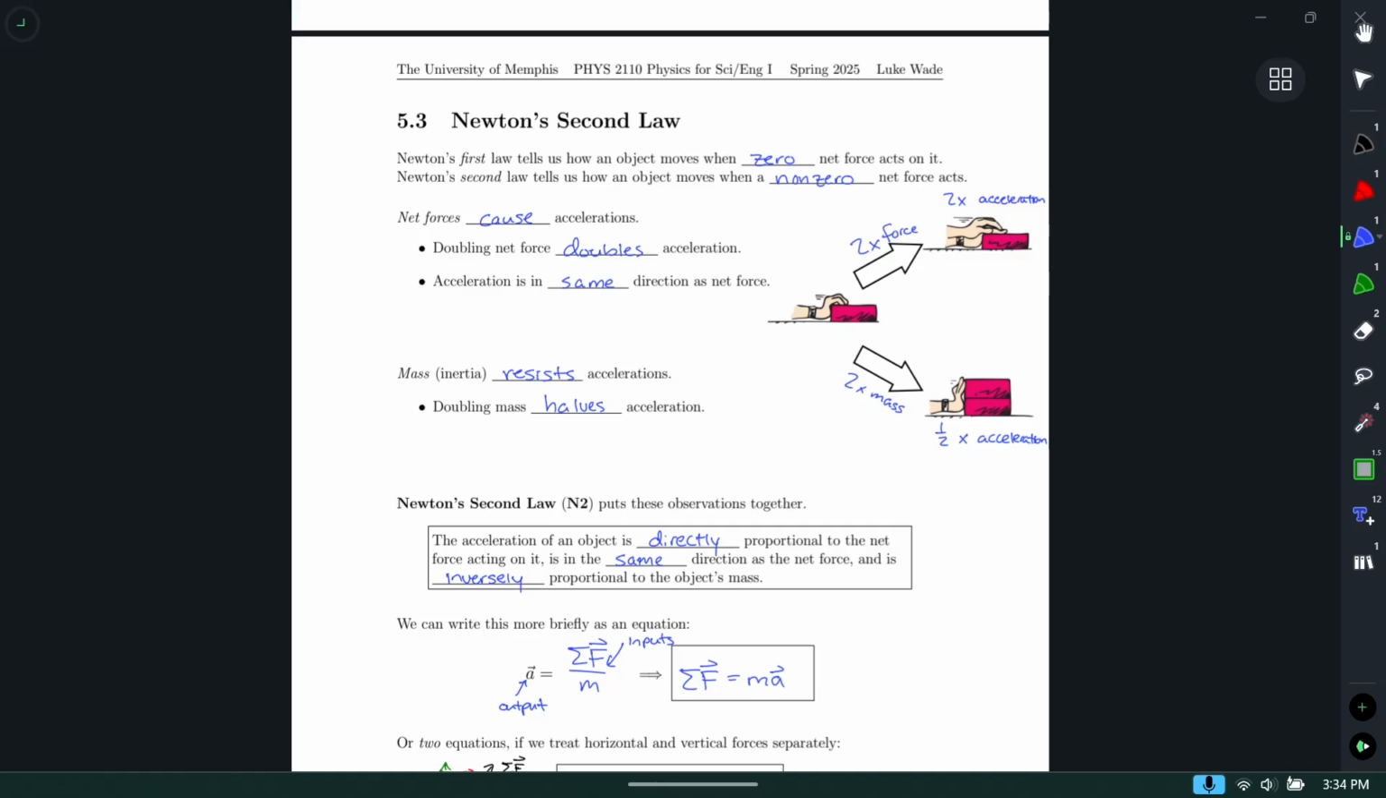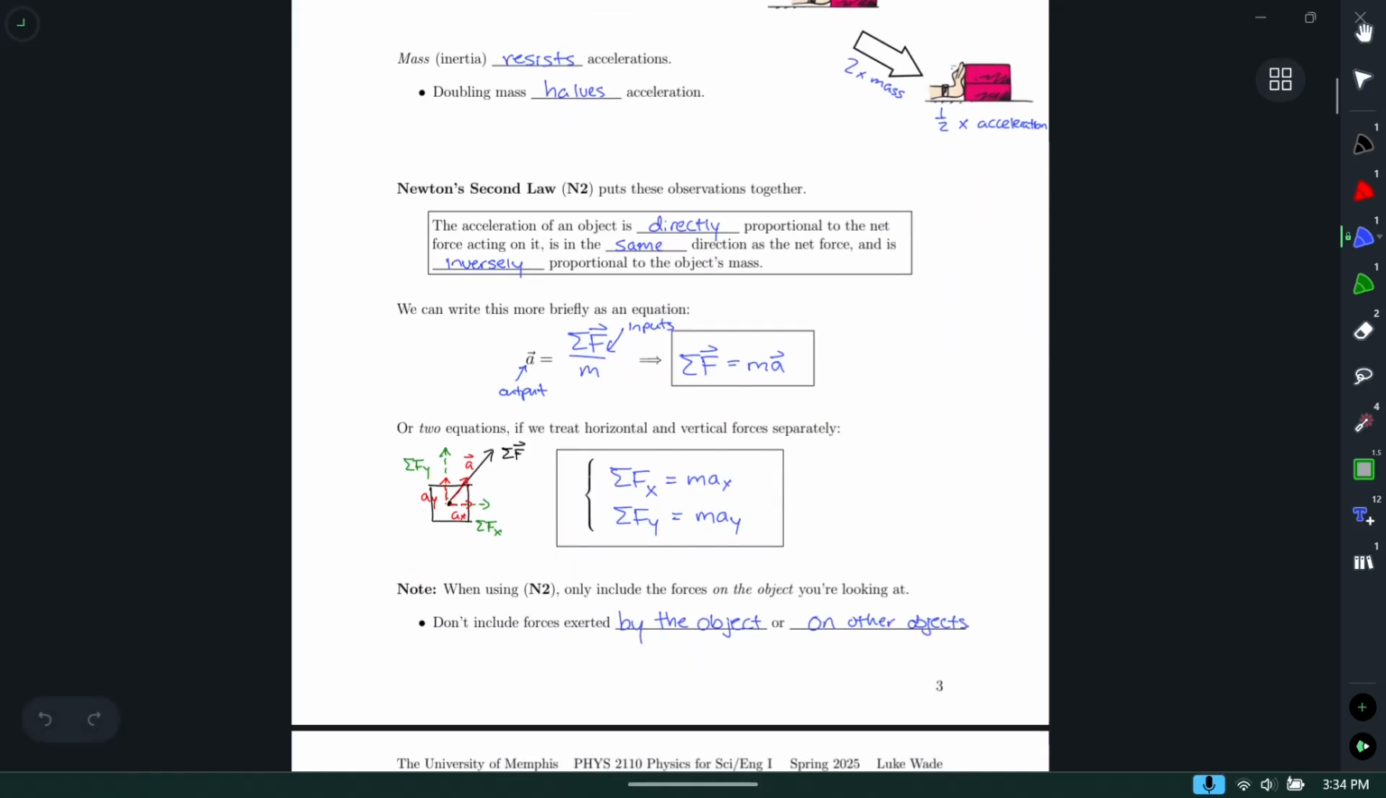If you have a more massive object, something really large, and you try and apply that force, it will not accelerate as much. And the second law combines those two observations to say the net force is equal to the mass times acceleration, or conceptually it's a bit easier to see it like this. Acceleration goes up if net force goes up, it goes down if mass goes up.